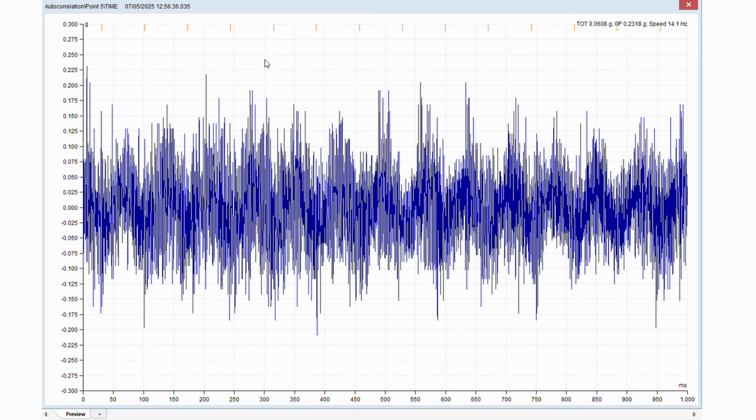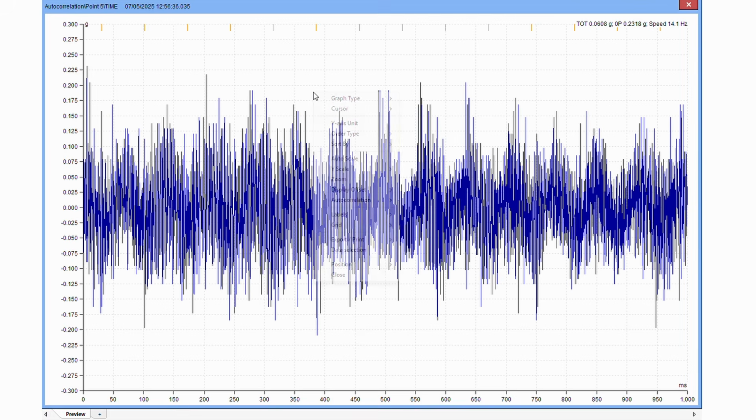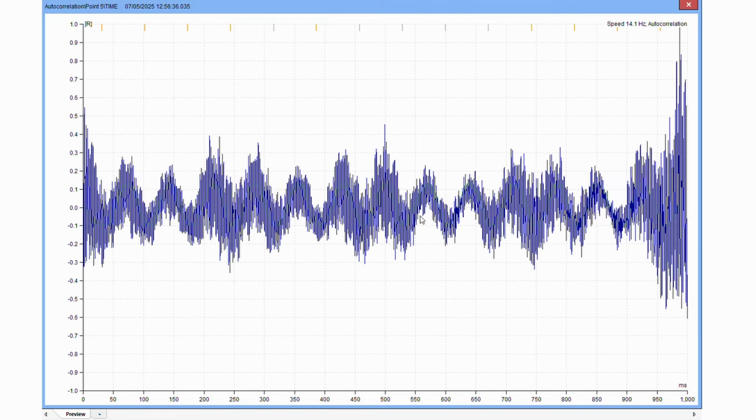Let's look at a time signal example and apply autocorrelation. The machine this was measured at was unbalanced. The unbalance itself may not be visible in the time signal. Now, if we turn on autocorrelation, it makes the effect of unbalance more apparent, showing an obvious sine wave in the signal.